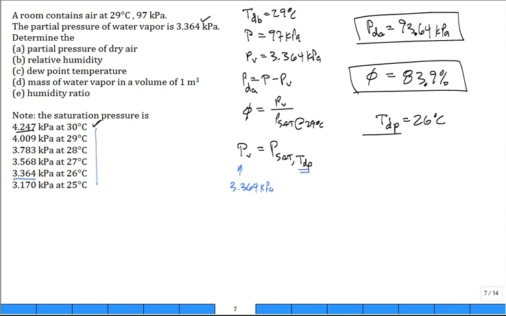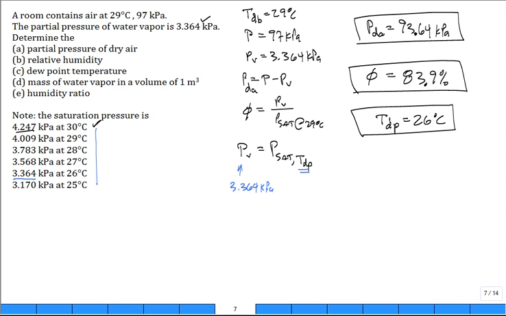26 degrees C. Can the dew point temperature be greater than the dry bulb temperature? No. It's always less. Can the dew point temperature equal the dry bulb temperature? When it's saturated air.